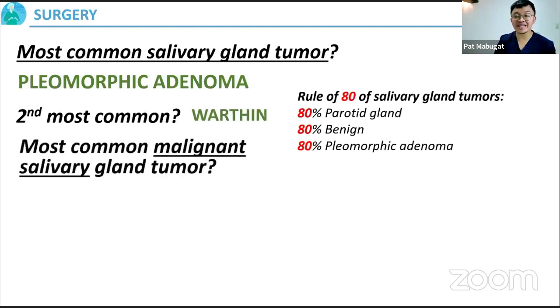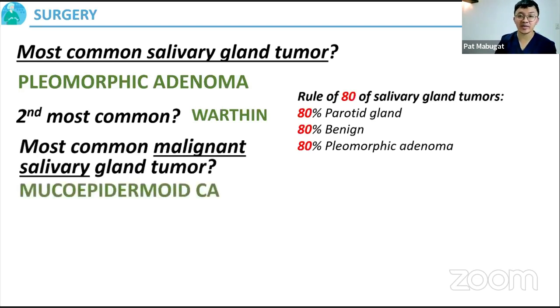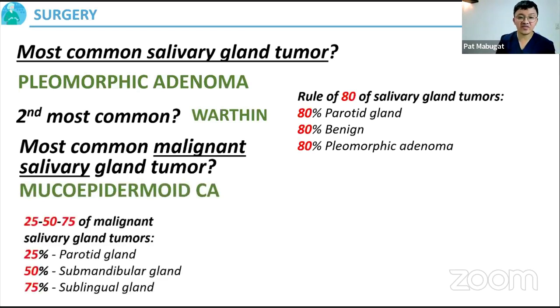Both your pleomorphic adenoma and your Warthin's tumor are more benign causes of salivary gland tumors. If we're talking about malignant causes, the most common is your mucoepidermoid carcinoma. You have the 25, 50, 75 rule. So 25% of tumors found in the parotid gland are malignant, 50% in the submandibular gland, and 75% of those tumors found in the sublingual gland are malignant.